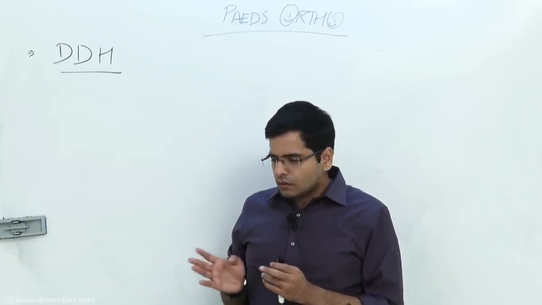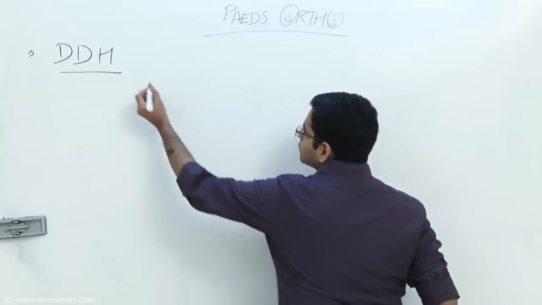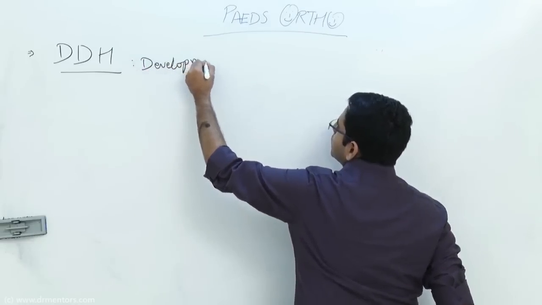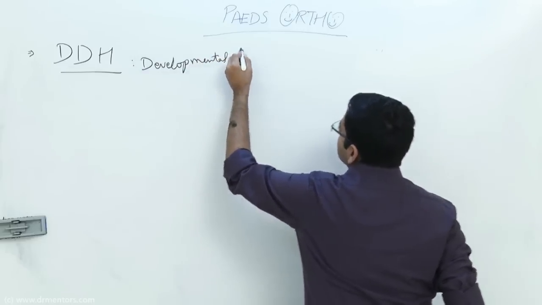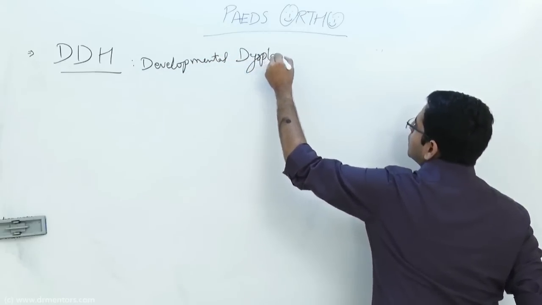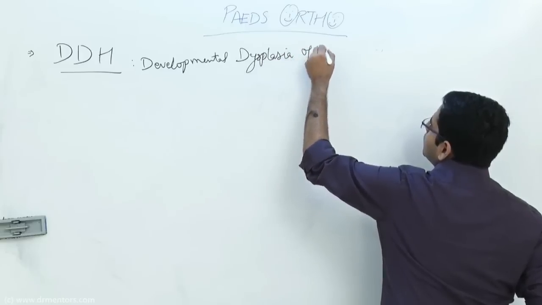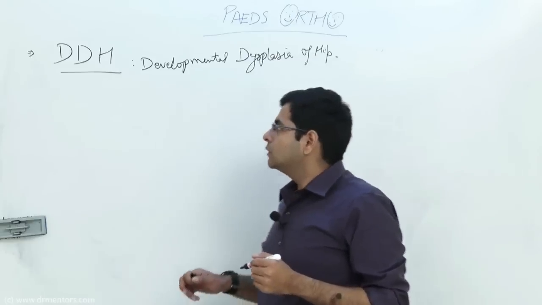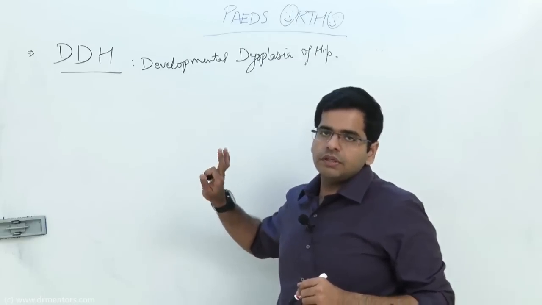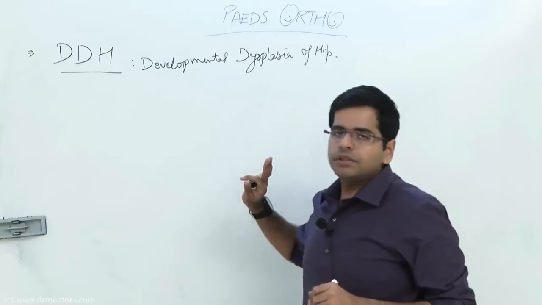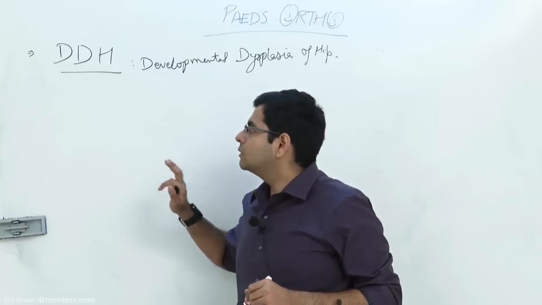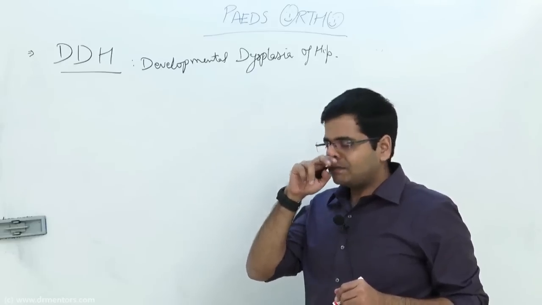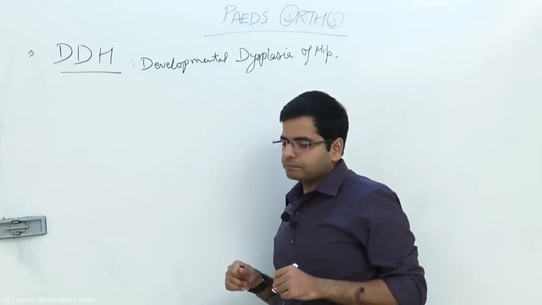Okay. So DDH, developmental dysplasia of hip. This can be asked as a long question in your final exam, and a lot of questions have been asked on this. A lot of MCQs have been asked on this particular topic, but you should prepare this as a long question for your final professional exam.